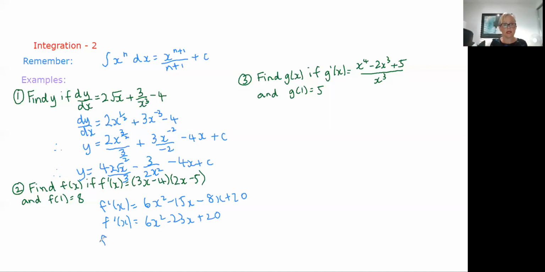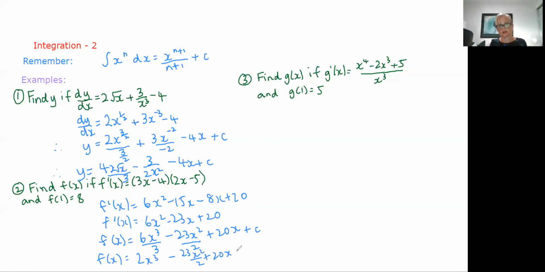So now we can get our f of x by integrating. So we're going to increase our index by 1 and divide by the new index. Increase our index by 1 and divide by the new index. Increase our index by 1 and divide by the new index, which is 1, plus our c. Let's tidy this up a bit. So f of x is 2x cubed minus 23x squared on 2 plus 20x plus c.